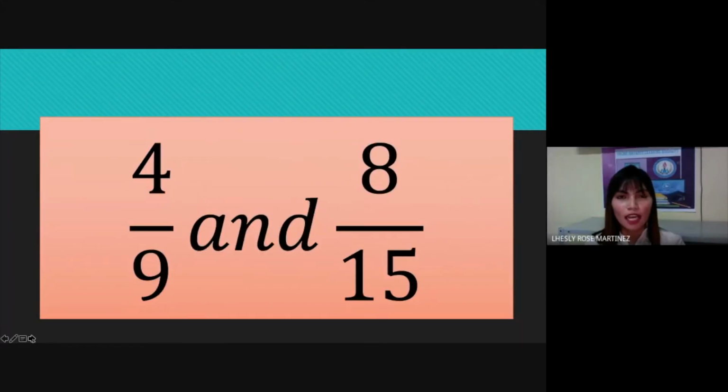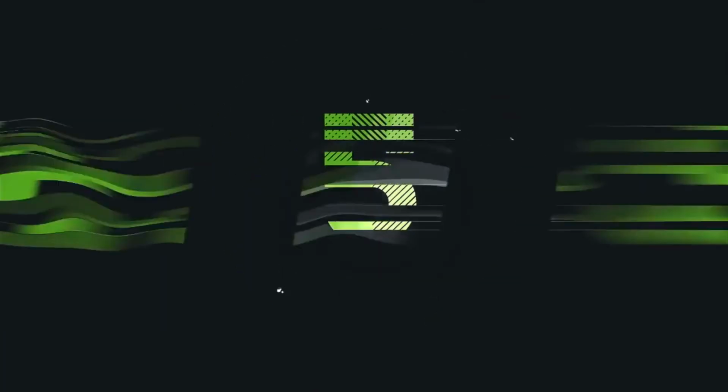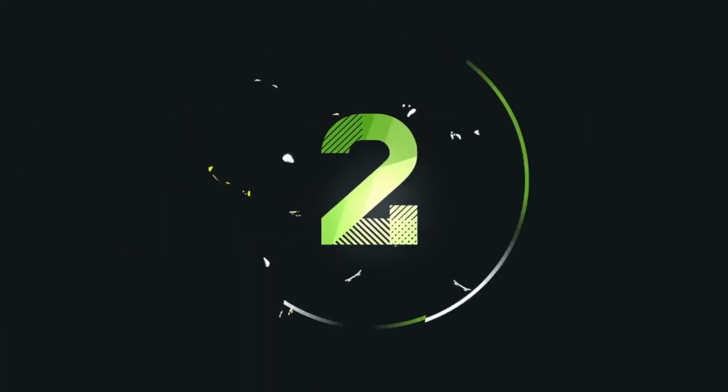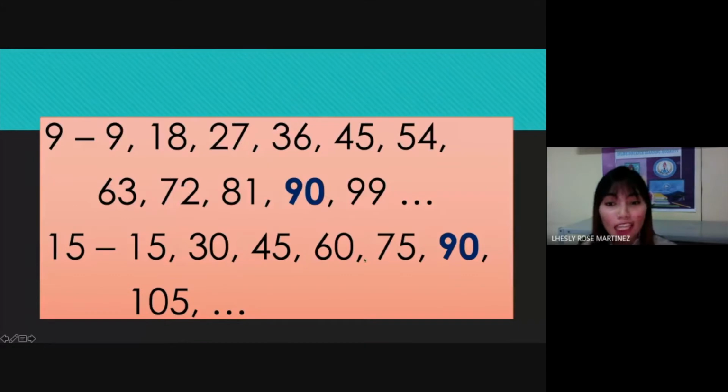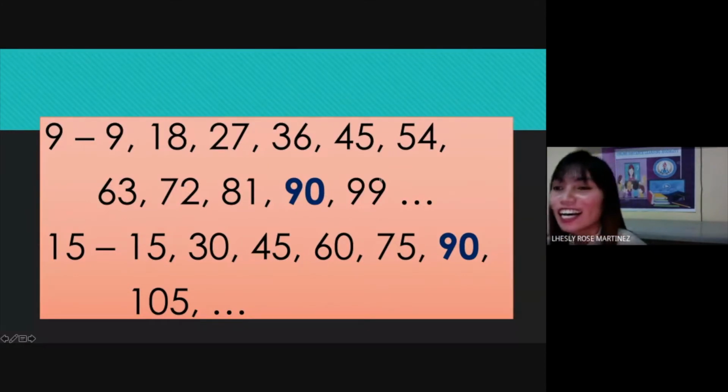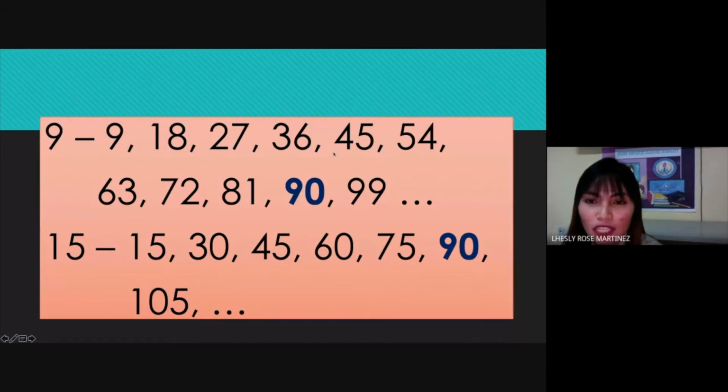Okay. Next. 4/9 and 8/15. Time's up. So raise your board. Show your answer. Okay, 45. Okay, so the answer is 90. The answer is okay, 45. So the answer is 45. So this is the least common denominator.